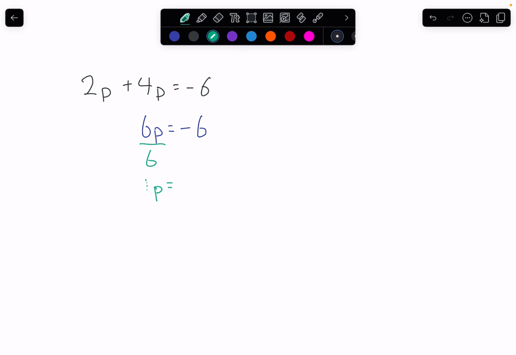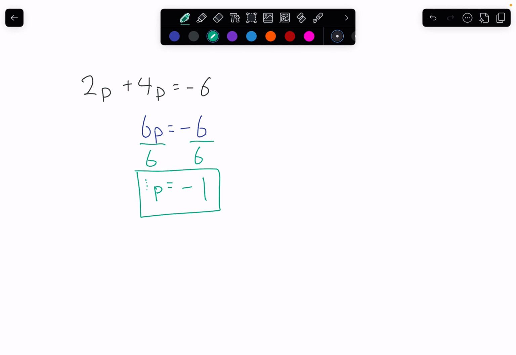And we have to maintain balance, right? This equal sign in the middle means balance. Anytime we change the value on one side of the equation, we have to change the value in the same way on the other side of the equation. So if we divide the left side by 6, we must divide the right side by 6. Negative 6 divided by 6 is just a negative 1. There we go. We solved it.